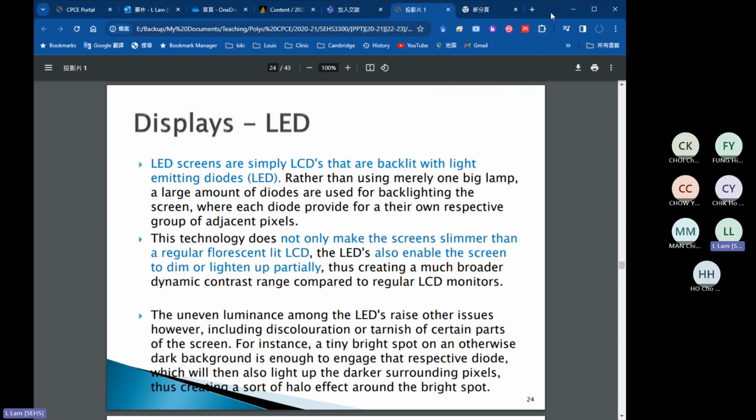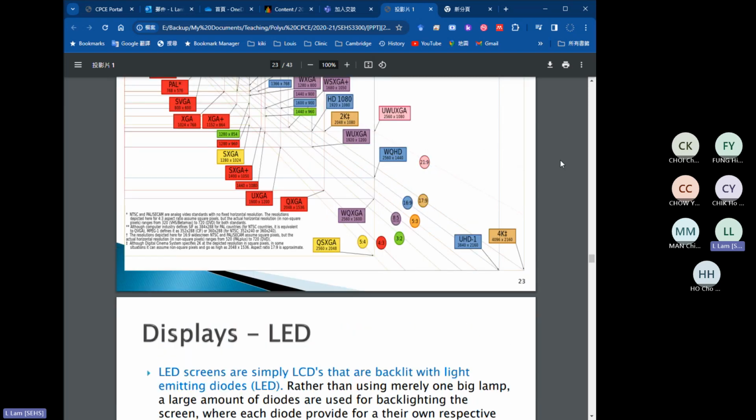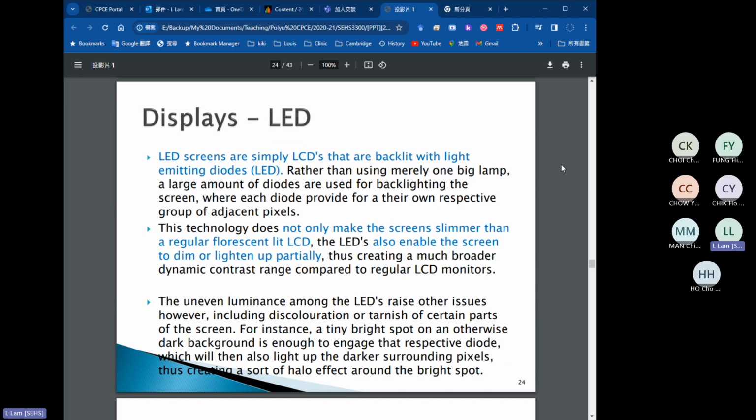Okay, so here we continue with the video or display technology. It's quite important for us to know how video or display technology is changing over time. As we all know, nowadays most of us are using LED screens, because they have pretty high resolution and the technology is much better.